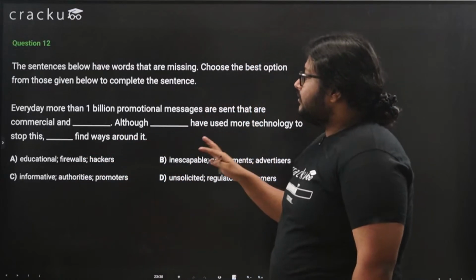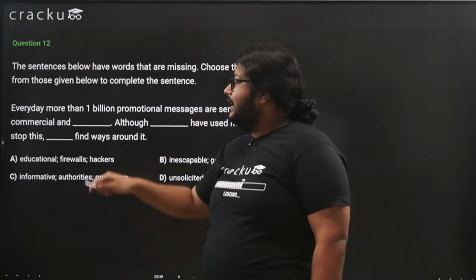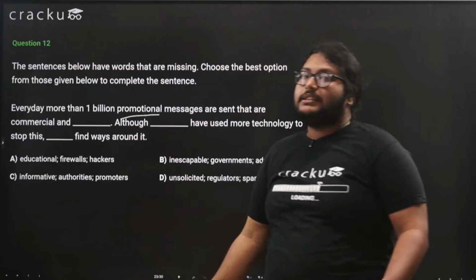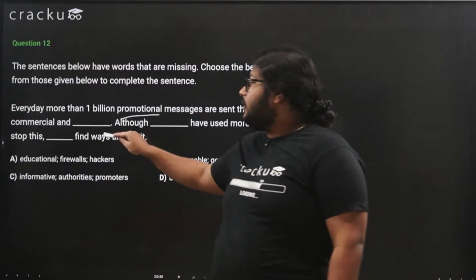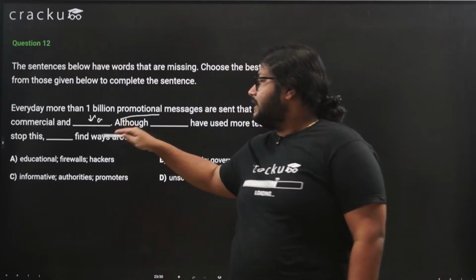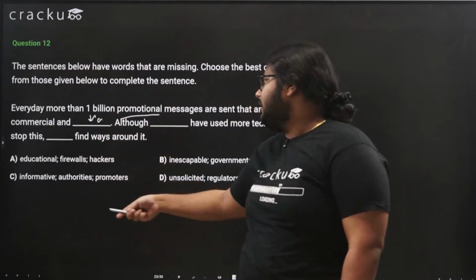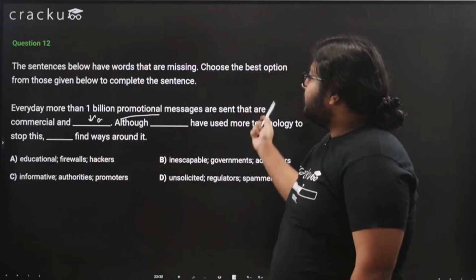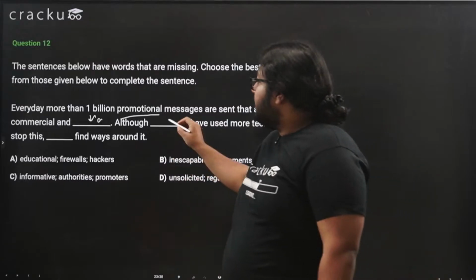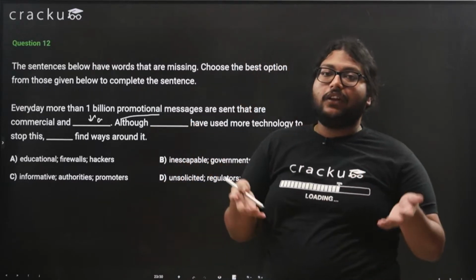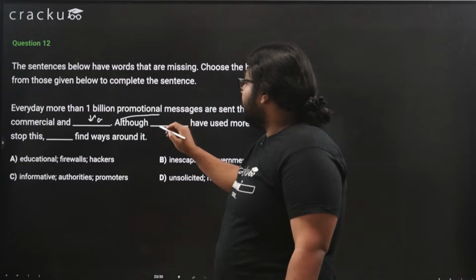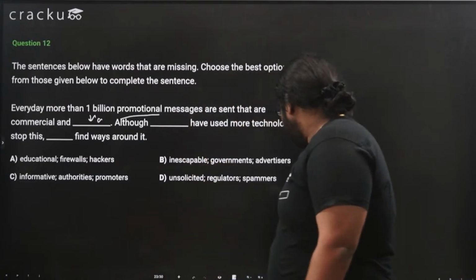Okay, so reading this, we understand that every day 1 billion promotional messages are sent out that can be commercial or something else, commercial or non-commercial, something like that we want. Although dash have used more technology to stop this, someone has used technology to stop this, like someone of an authority of sorts, right?